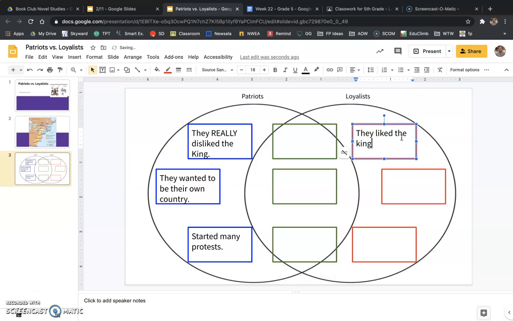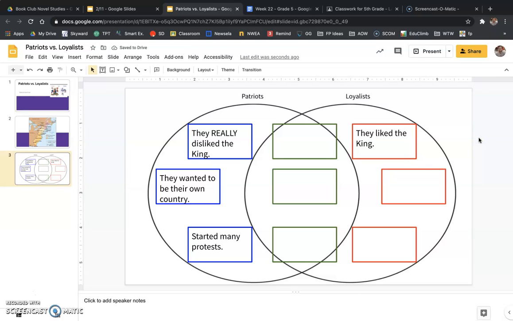Loyalists liked the king. They thought that, even if you don't always agree with him, he is our leader and we respect him. He is a good leader. You can disagree with him sometimes, but he is a good king and we like him.